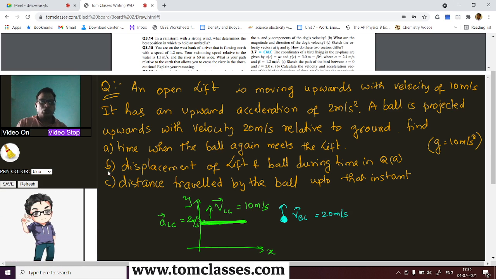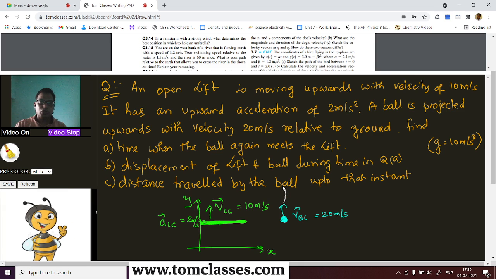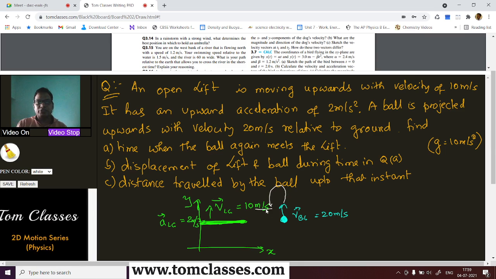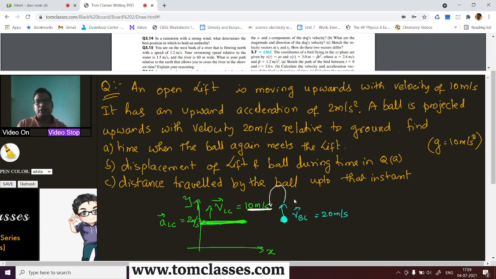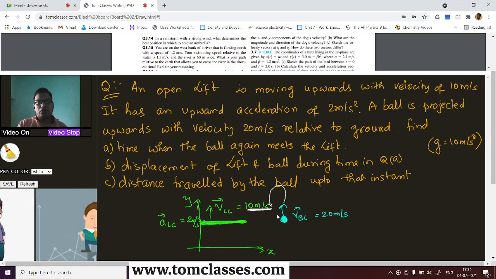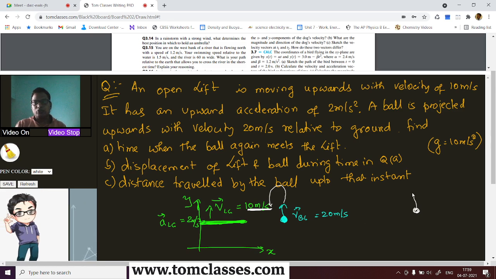So what is going to happen is that this particular ball is going to go like this and it is going to return back. And in the meantime, the lift would have reached this particular place. It is going to happen like this, or it is moving like this. Or the other possibility is that this ball will be going like this.